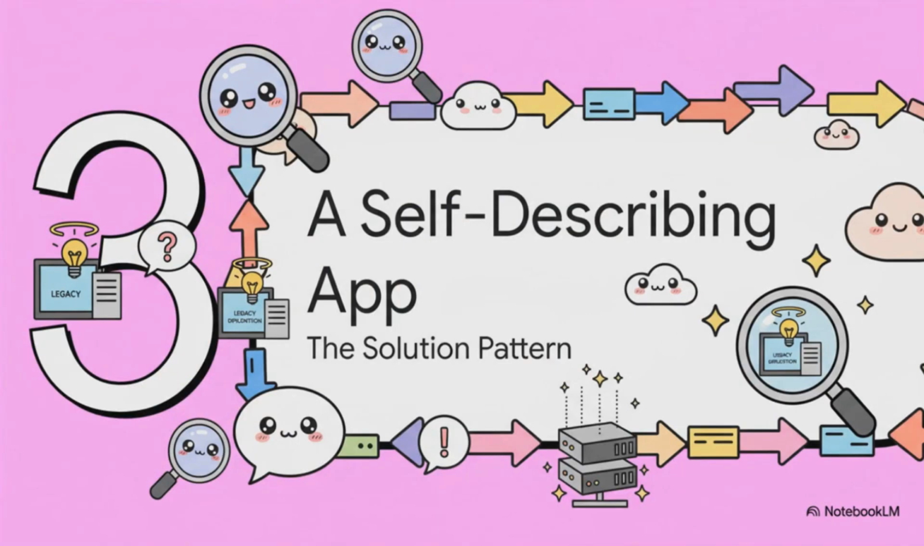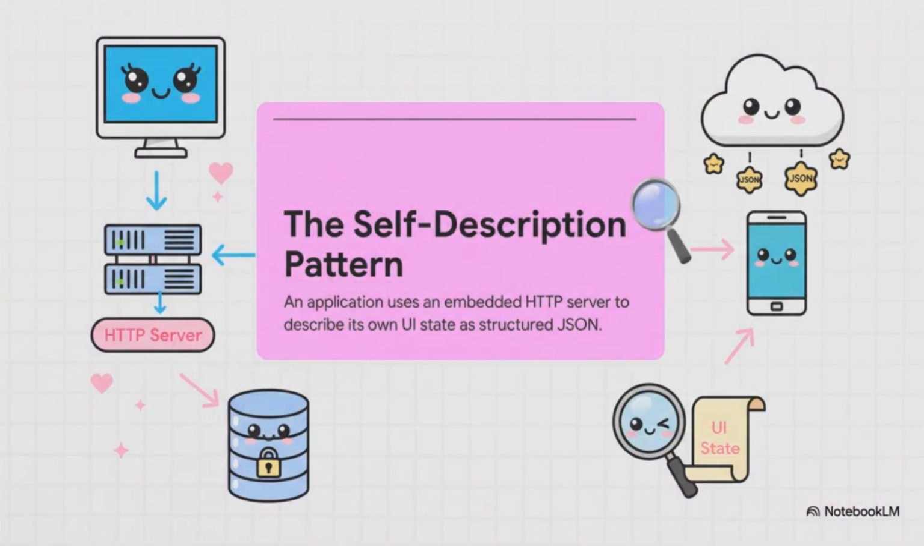So if the problem is a gap in observation, the solution has to be about creating visibility. And this brings us to a simple yet incredibly powerful architectural pattern that finally gives the application a voice. Here's the pattern. The application becomes self-describing. How? By embedding a lightweight HTTP server right inside the application's process. This allows it to expose its own live UI state as structured, queryable JSON to literally any HTTP client.